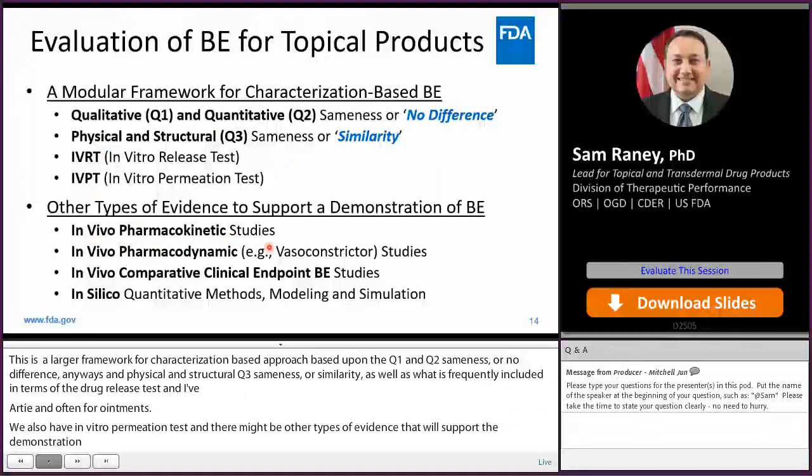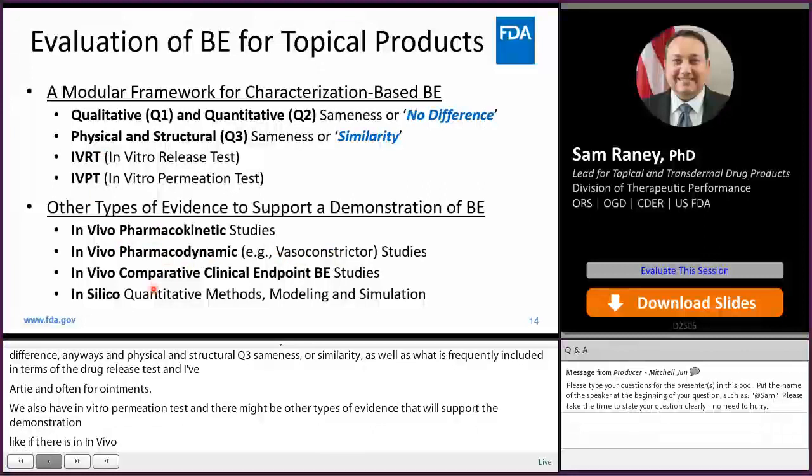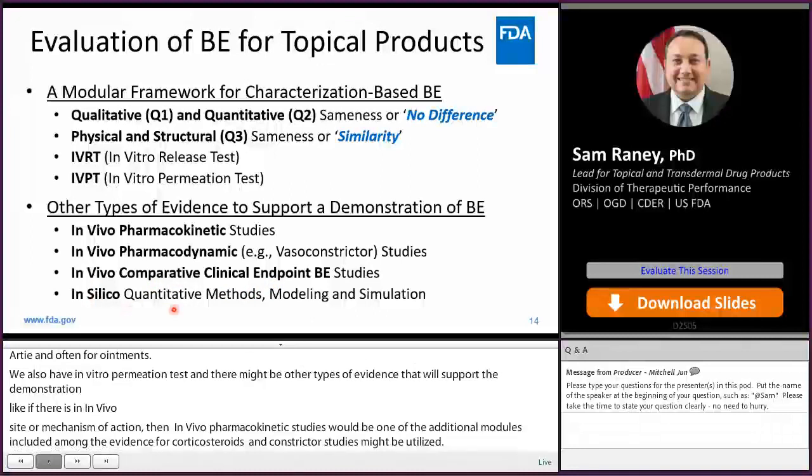For corticosteroids, vasoconstrictor studies may be utilized. For most products, a comparative clinical endpoint study is still a viable way to approach things. And often in silico quantitative methods can complement some of these other approaches.